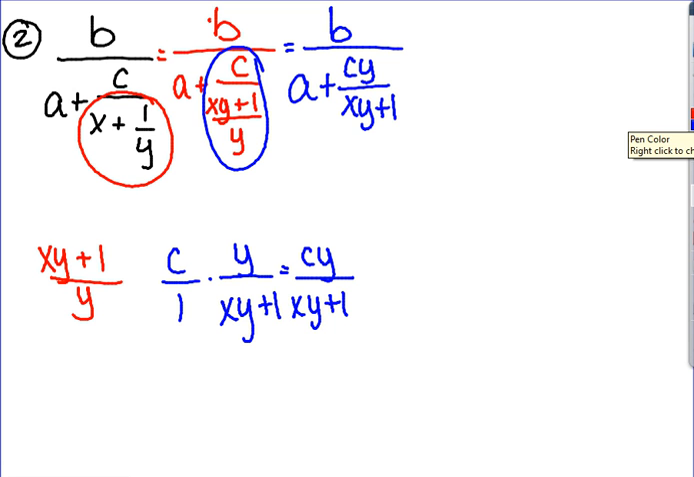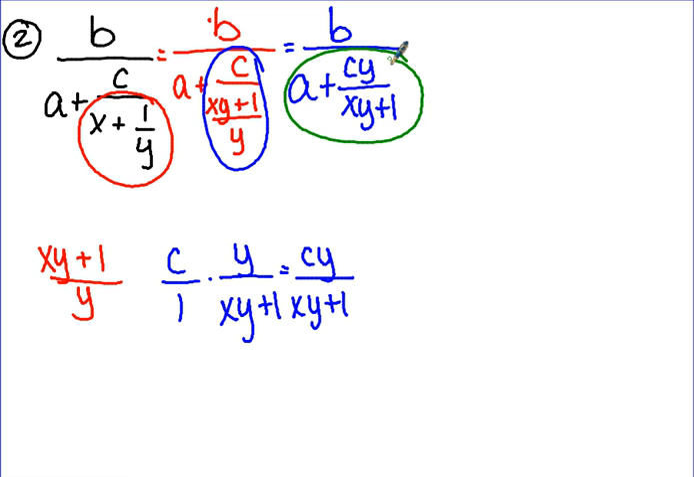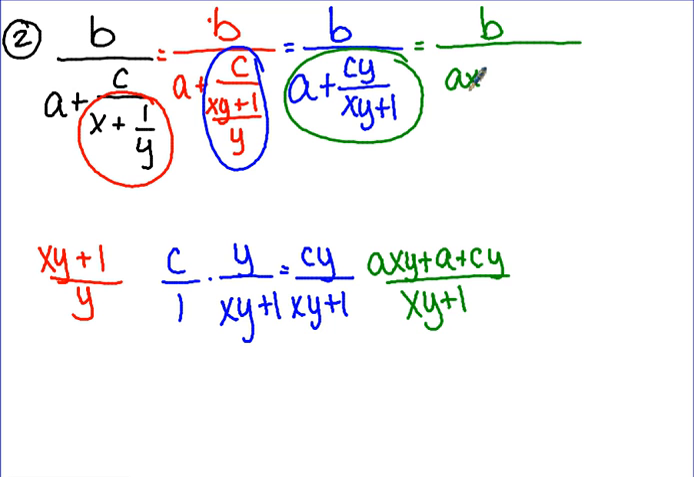The next thing we want to do is simplify this denominator so that we can divide, and we do that by finding a common denominator. The common denominator in this case would be xy plus 1. The new numerator for my first term is going to be axy plus a, and then plus cy, because I multiplied xy plus 1 times a, so I distribute it through to both terms. Now my equation looks like this: b over (axy plus a plus cy) all over xy plus 1.